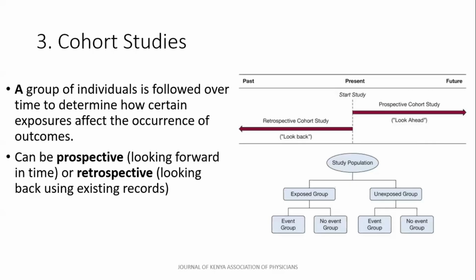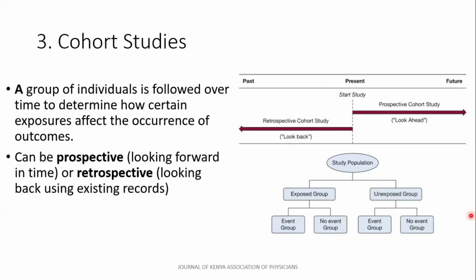So the key difference between the two is in when the data is collected relative to the timing of the exposure and the outcome. As we said, in cohort studies the population is first split into an exposed group and an unexposed group, and then each group is followed to observe whether they experience the event, for example, develop a disease or not.